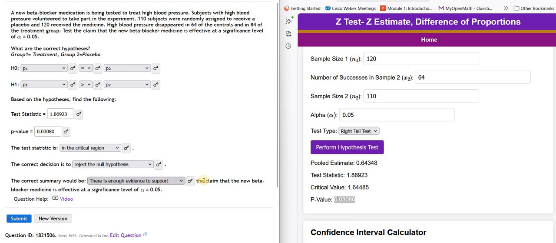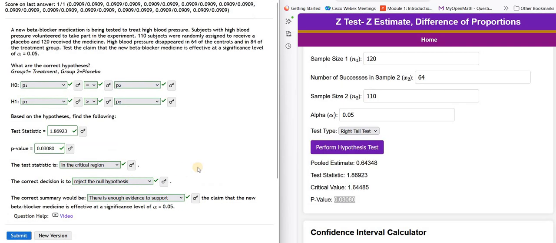There is enough evidence to support the claim that the new beta blocker medicine is effective at a significance level of 5%. So this is how you're going to answer this question. Very important to determine group 1 and group 2. And because the claim here talks about the treatment group, that's what we're going to decide to be group 1. So hopefully this helped you, and if you do have any questions, let me know.